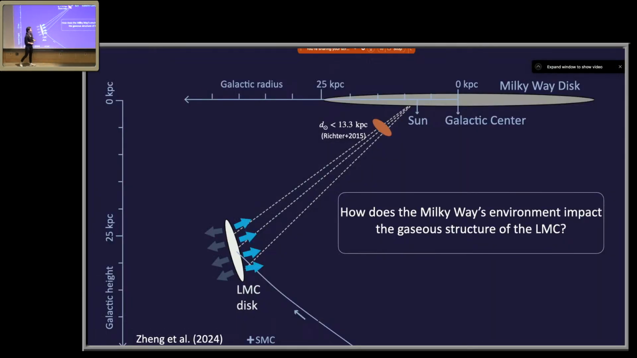All right, so coming back to the broader picture, I would like to discuss two broad themes with you. One is, as Kat said yesterday, the NMC is moving in the halo of the Milky Way, so it's actually enveloped in a bigger environment. I'd like to discuss how the Milky Way's environment impacts the gaseous structure of the NMC.